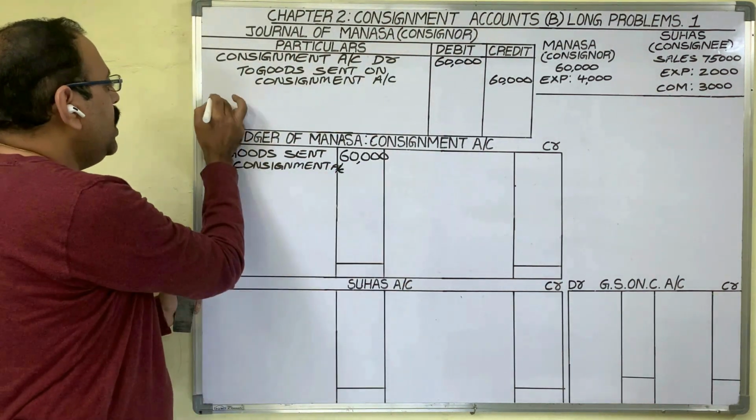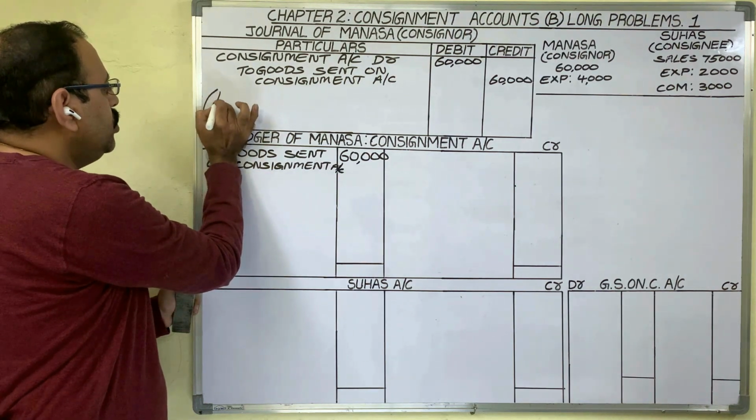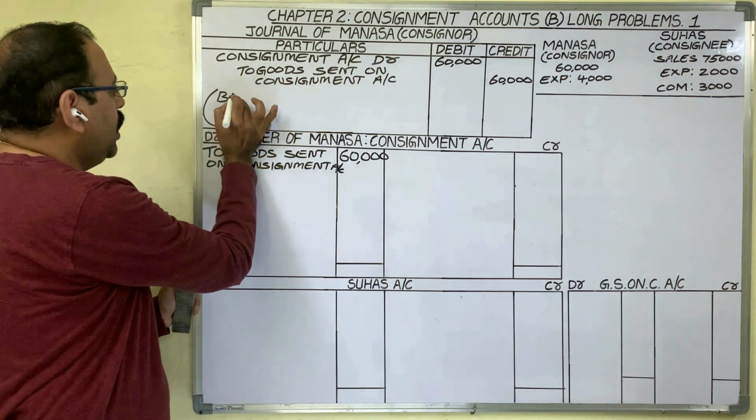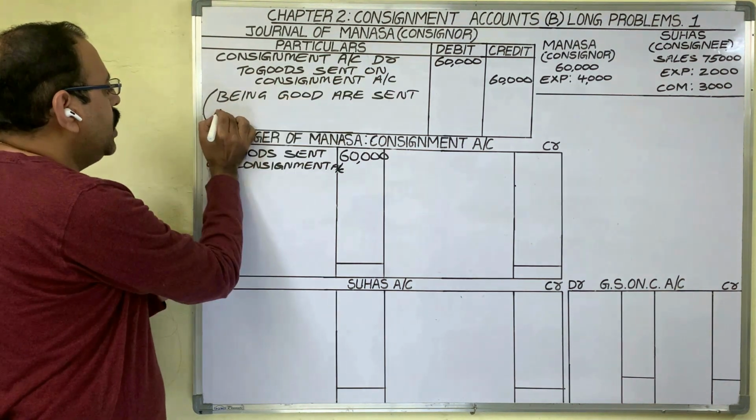Now write down the narration. Narration should be in brackets now. You have to start the narration with 'being'. Being goods are sent on consignment.